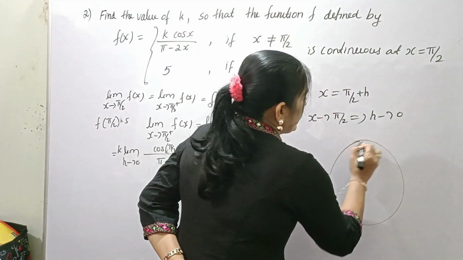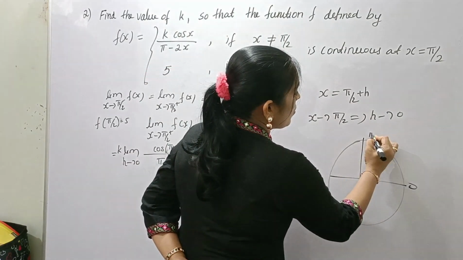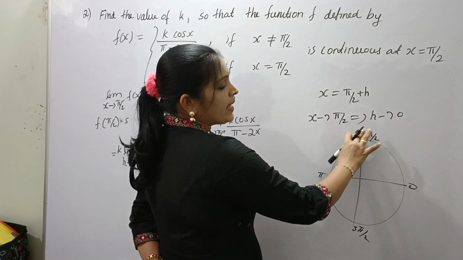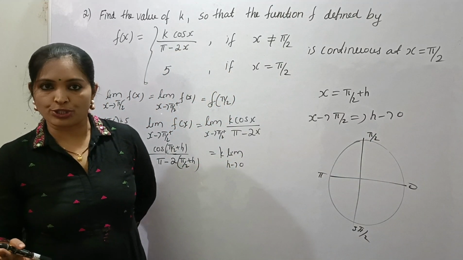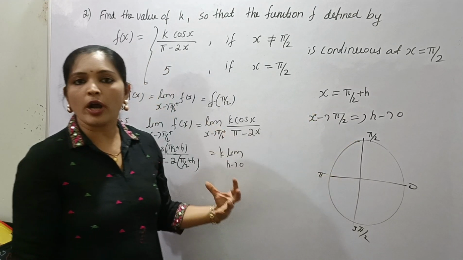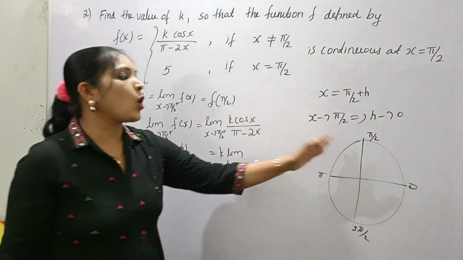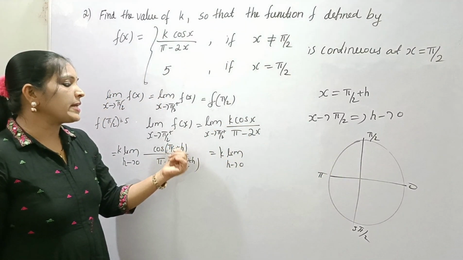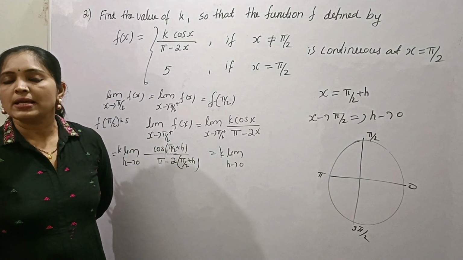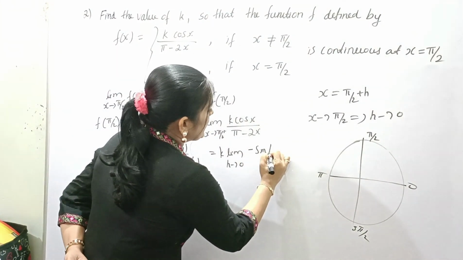Why? Because here pi by 2 plus theta means it lies in the second quadrant, right? 0, pi by 2, pi, 3 pi by 2, right? Pi by 2 minus theta lies in the first quadrant, and in the first quadrant all are positive, and in the second quadrant pi by 2 plus theta lies. In the second quadrant, only sine and cosec are positive and the remaining are negative, right? So here cos is negative. Therefore, cos pi by 2 plus h is nothing but minus sin h. Okay, that is cos pi by 2 plus theta is minus sin theta. So cos pi by 2 plus h is minus sin h.